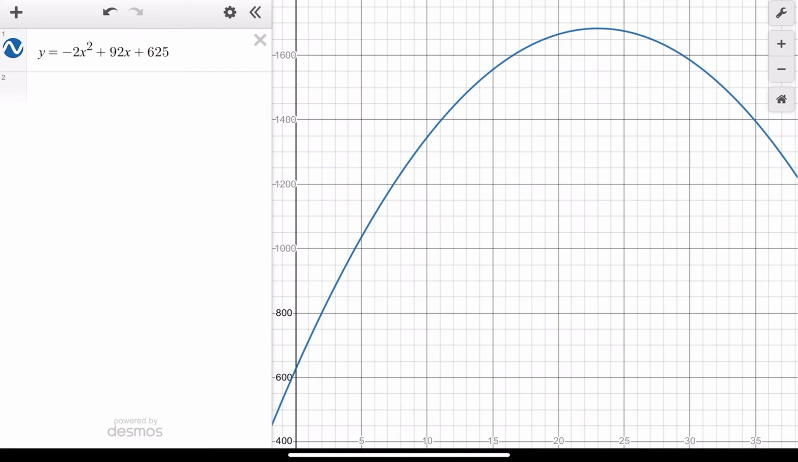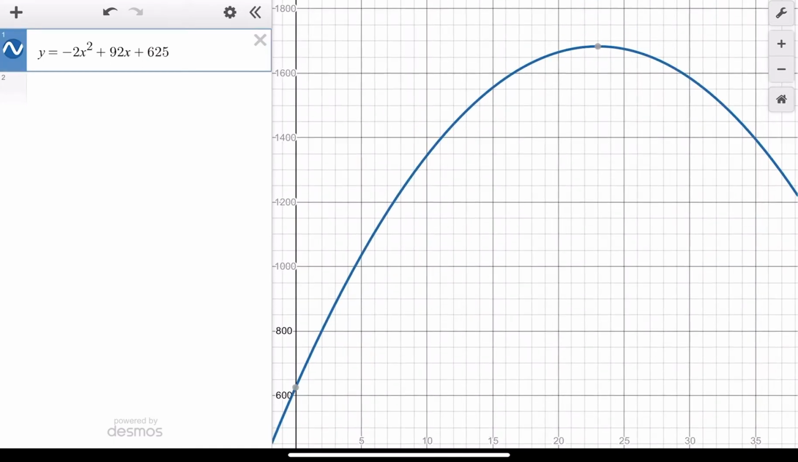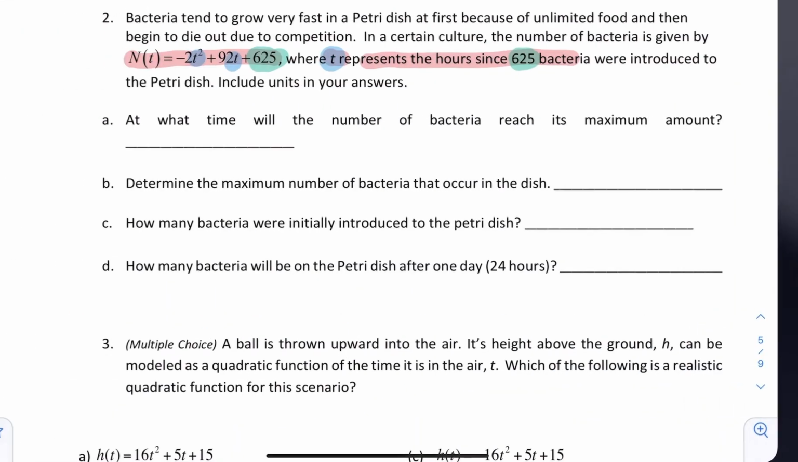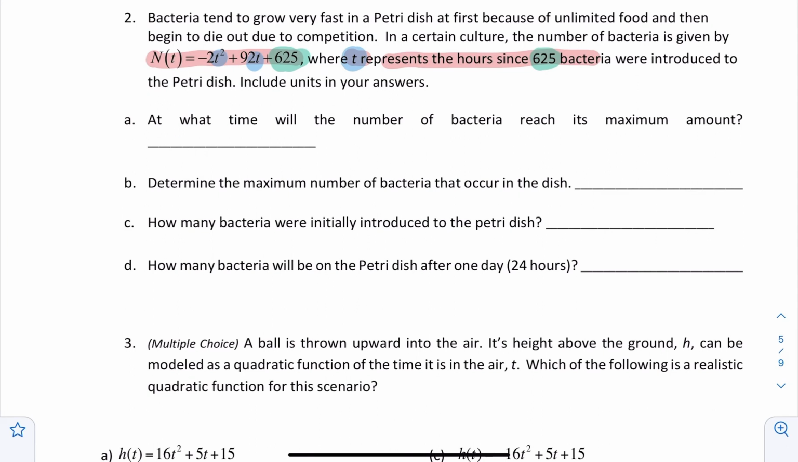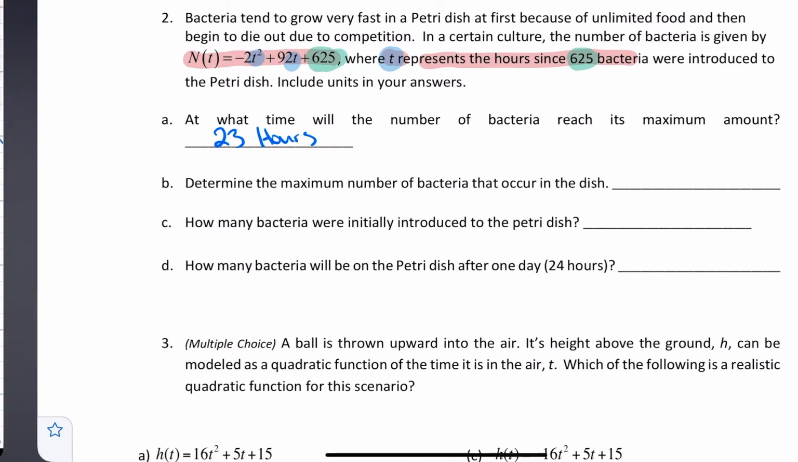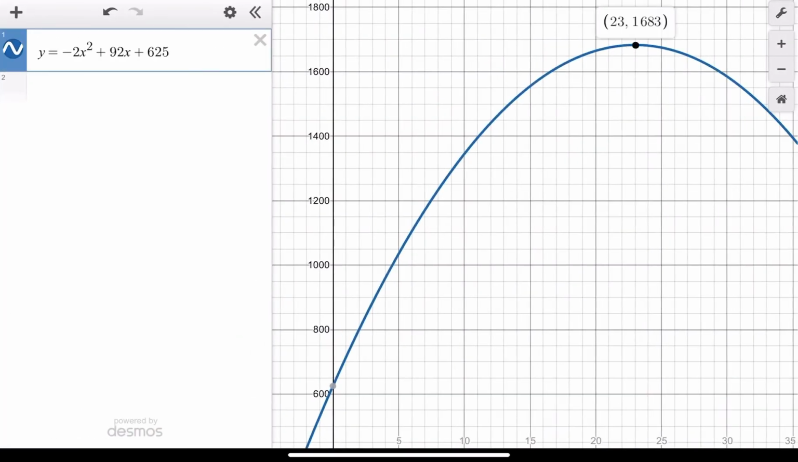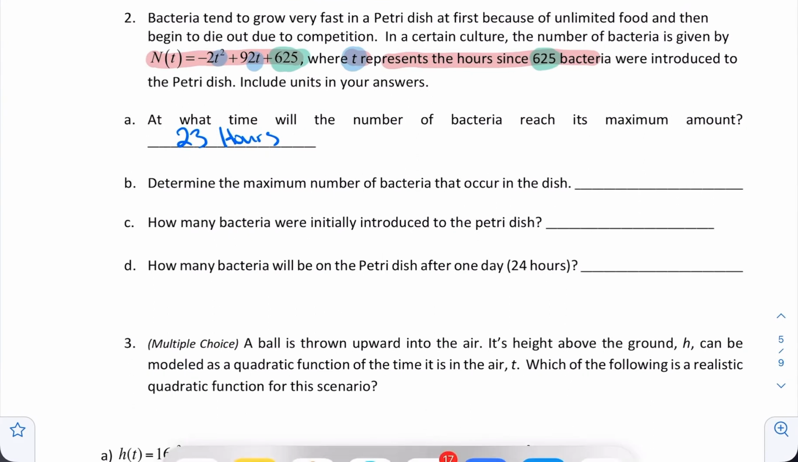And so it asks, at what time will the number of bacteria reach its maximum? So that's going to be the x value, and the x value is where t is 23, or 23 hours. So after 23 hours, we will reach the maximum amount of bacteria. Now it wants the maximum number of bacteria that occur in the dish. That's going to be the y value of that same vertex or maximum point, which is 1,683 bacteria.